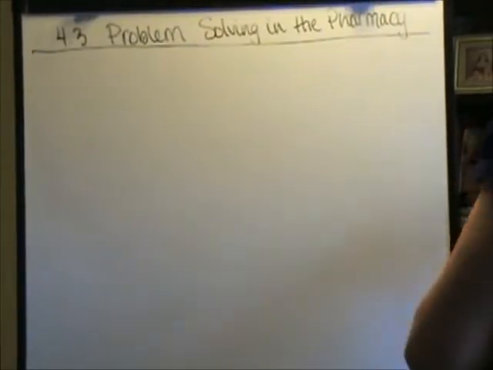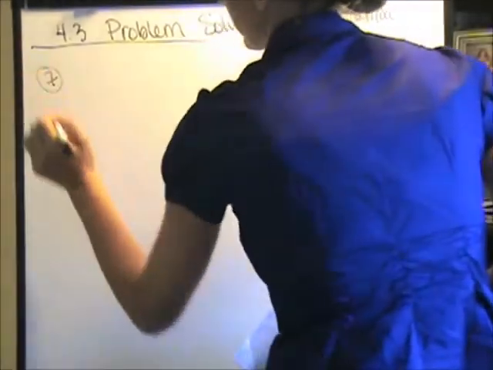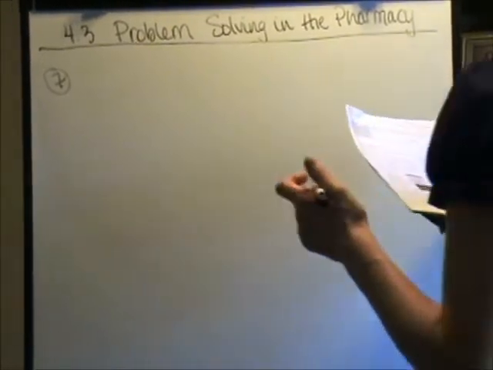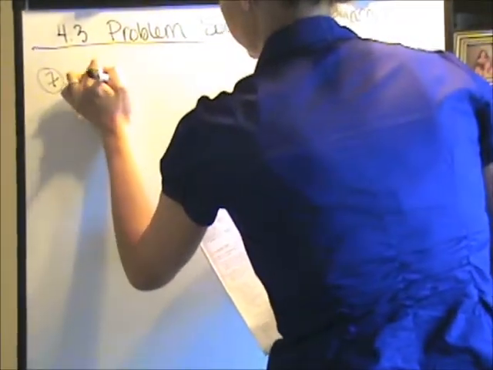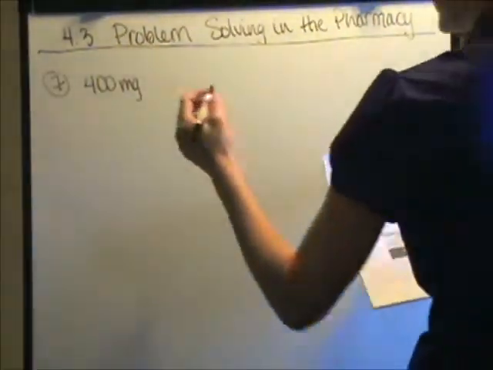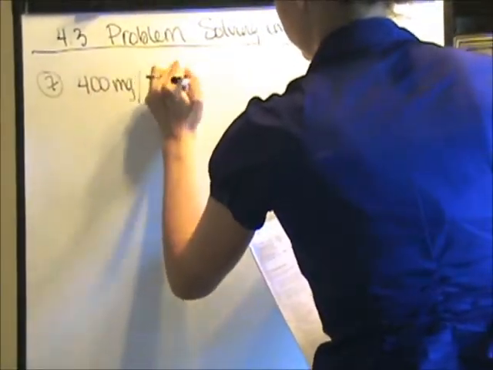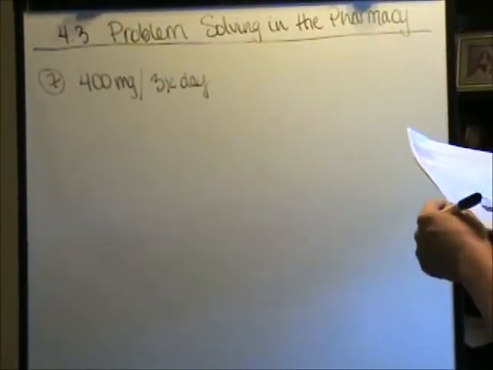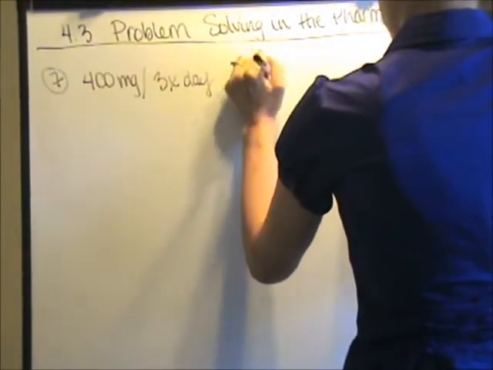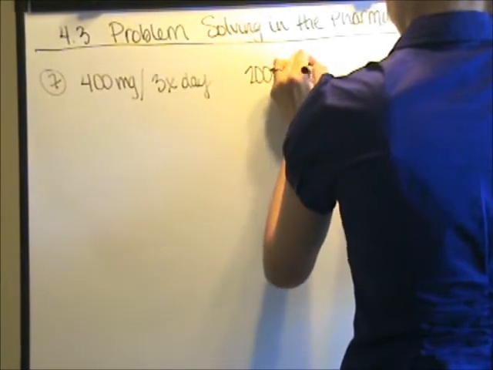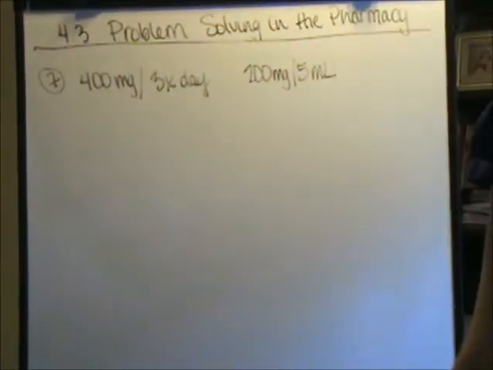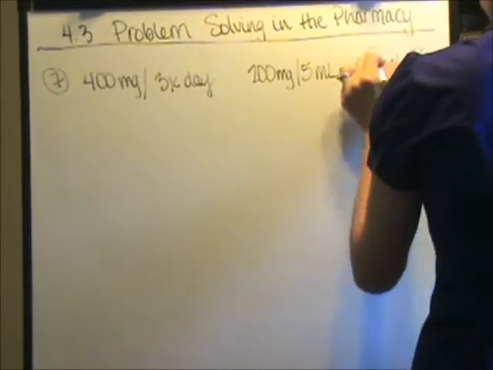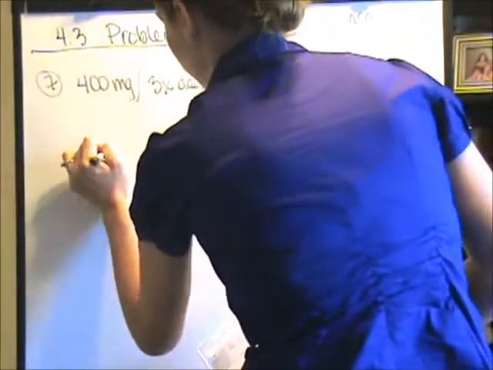Okay, let's do one more together. Let's look at number 7. This also has a prescription label that we can look at. A patient is to receive 400 milligrams of erythromycin ethyl succinate 3 times a day. The available drug is shown in the label, and the available drug is 200 milligrams per 5 ml. How many milliliters will be prepared for the morning dose? Okay, so again, we are looking to find milliliters. That is going to be our variable. That will be X.